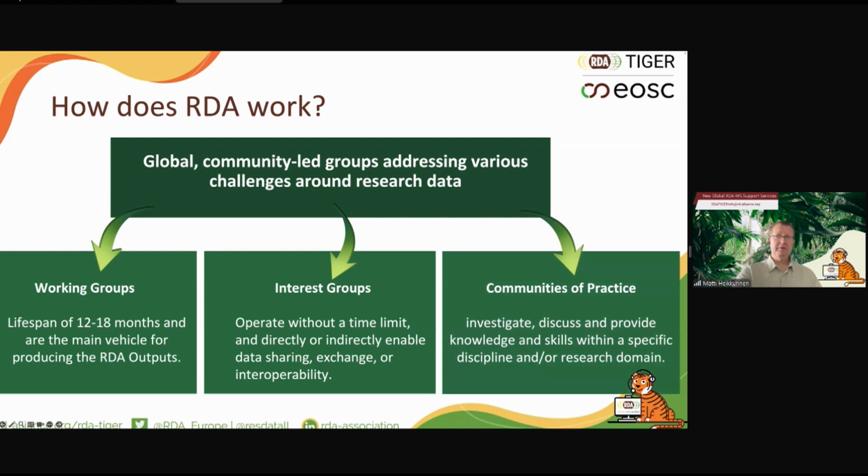And finally, communities of practice. It is, let's say, a grouping or mix of these interest groups and working groups, looking into a certain discipline or research domain. So, like I mentioned, there is this agricultural data community of practice, looking into FAIR data issues in this broad field.